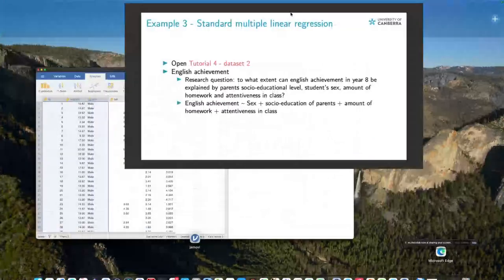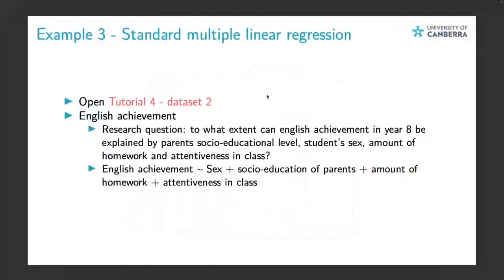This data set relates to English achievement. So the research question is, to what extent can English achievement in year 8 be explained by parents' socioeducational level, student sex, amount of homework, and attentiveness in class? English achievement is the dependent variable here. We have sex, socioeducation level of parents, amount of homework, and attentiveness in class. So it's just a standard multiple linear regression or simultaneous multiple linear regression.